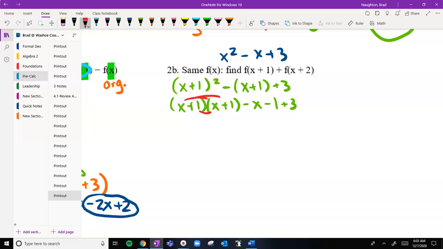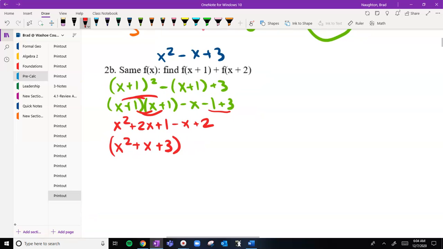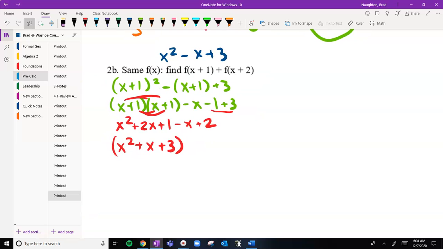So we'll go first, outside, inside, last, FOIL, double distributive, whatever you want to call it. And we're going to get x squared plus 2x plus 1. Then we have minus x. And then we might as well put these together right here and make this plus 2. So when we combine all of our like terms, I'm going to get x squared plus x plus 3. Hopefully we did everything there correctly. We will see when we get to the end and I check my answer.